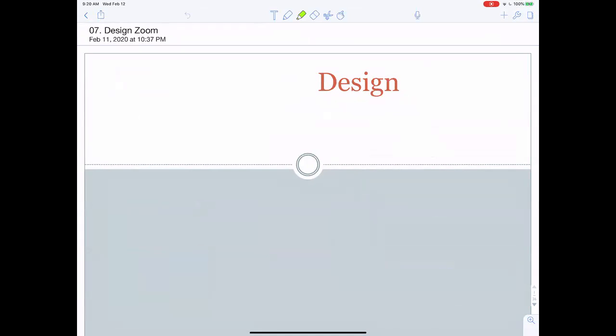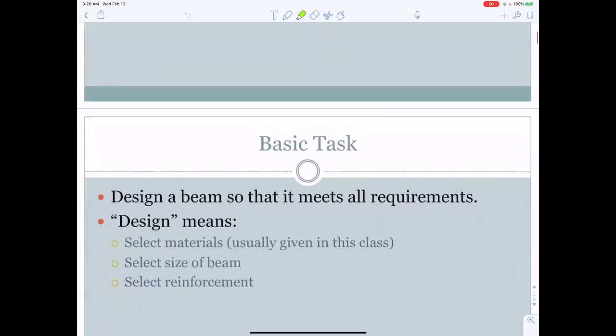We'll look at how to pick the amount of steel if you already have the size of the beam. Then we're going to talk about how to get the size of the beam. And then I'll do an example. So first of all, what do we mean by doing the flexure design for a beam?